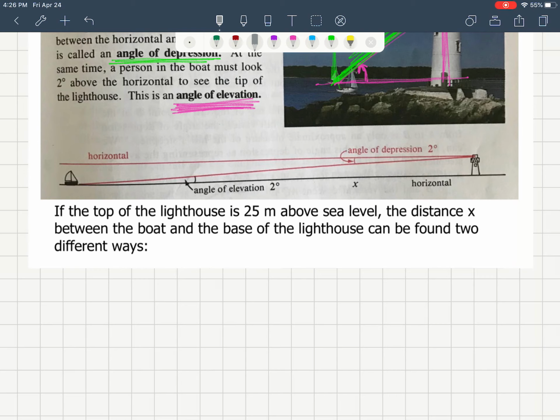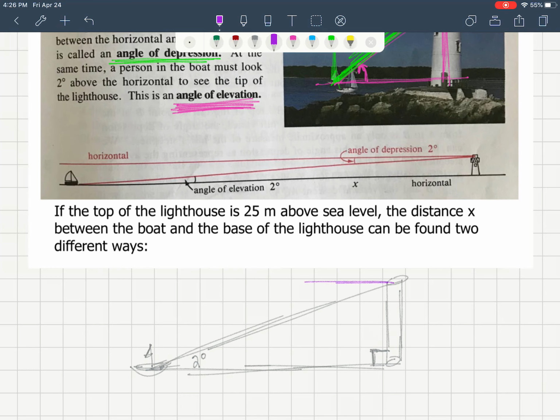So here I'm going to redraw. We've got our lighthouse. Then we've got our boat. There's our sailboat. And I'm going to draw that angle of elevation. That's 2 degrees right here. That's not drawn to scale whatsoever because I needed room to write.